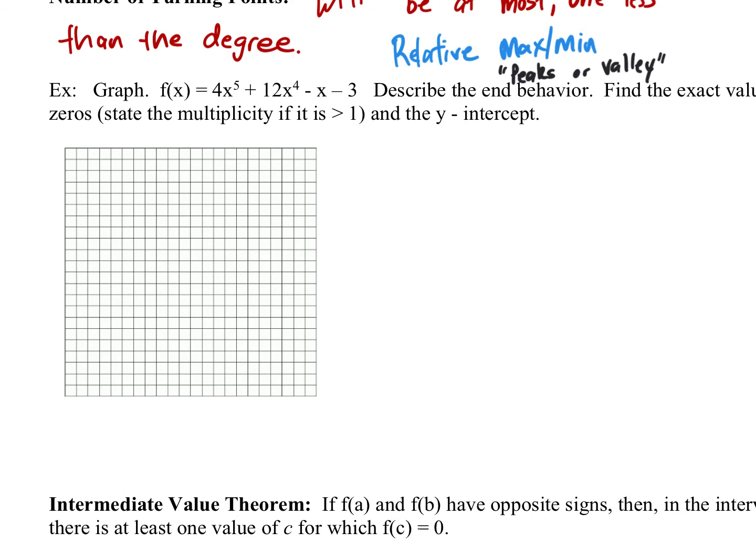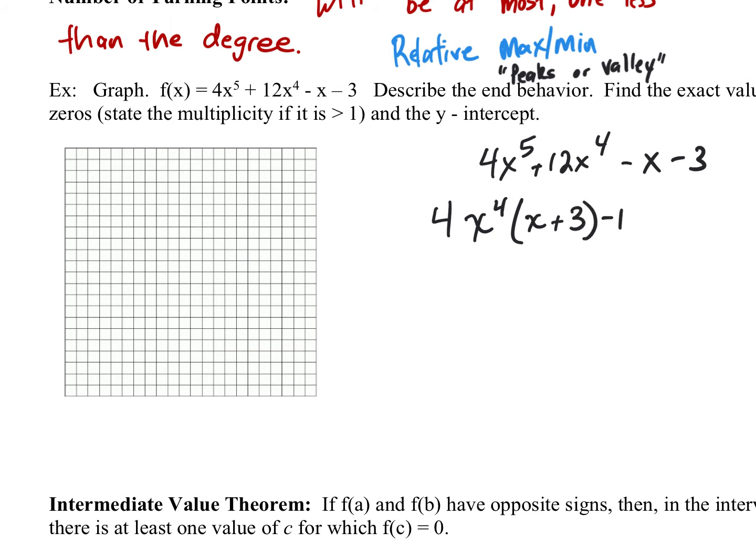Well, here I have a polynomial. It is 4x to the fifth plus 12x to the fourth minus x minus 3. And I'm going to try to factor this so that I can find my x-intercepts. I can see that I have 4 terms, so I'm going to factor x to the fourth out of my first two. You know what, let's make that 4x to the fourth, and what will remain will be x plus 3. I'm going to factor a -1, and I'll have x plus 3 again.